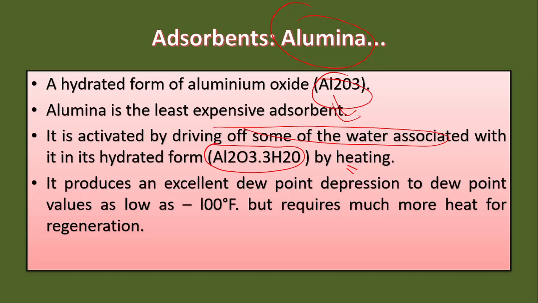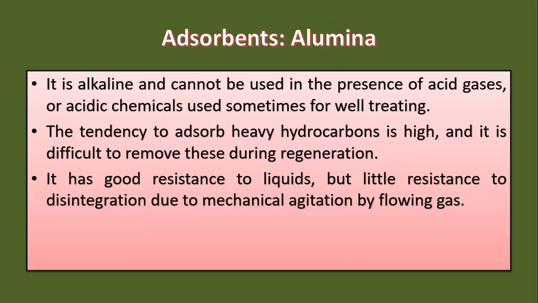It produces an excellent dew point depression of up to minus 100 degrees Fahrenheit, but that requires more heat for regeneration. So although it is very good for very low dew point depressions, the heat of regeneration is very high. It is alkaline and cannot be used in the presence of acid gases or the acidic chemicals that are sometimes used in well treating. Those can become part of this water, and that can create a problem because of the alkaline nature of the alumina.